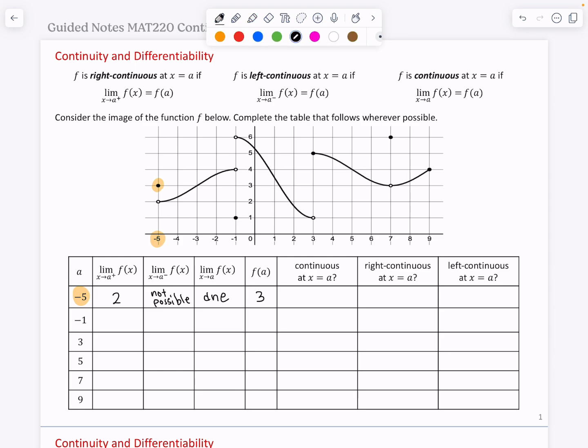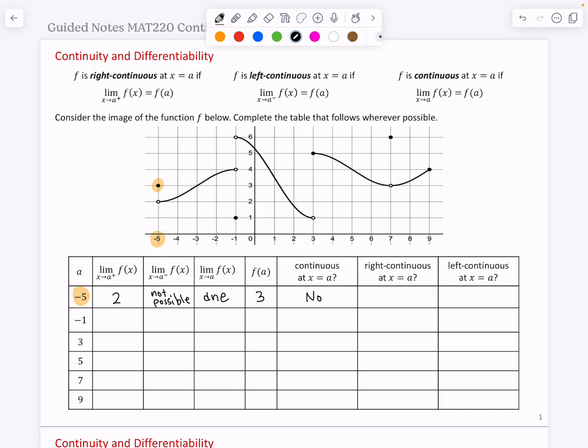So can this function be continuous at x equals -5? Well, the answer is no, because to be continuous at a location, we need to have a two-sided limit that exists and is the same thing as the y-coordinate. But here we have a two-sided limit that doesn't exist, therefore we say no.